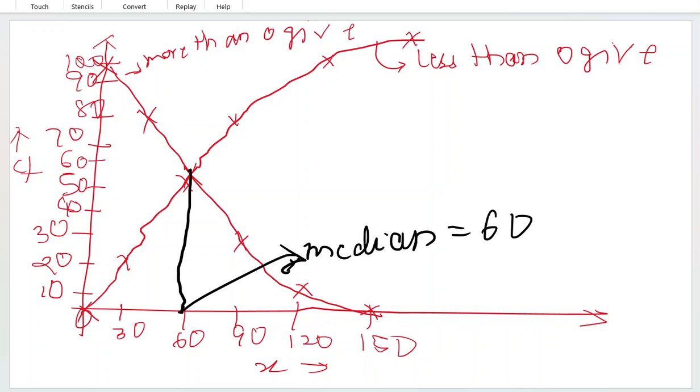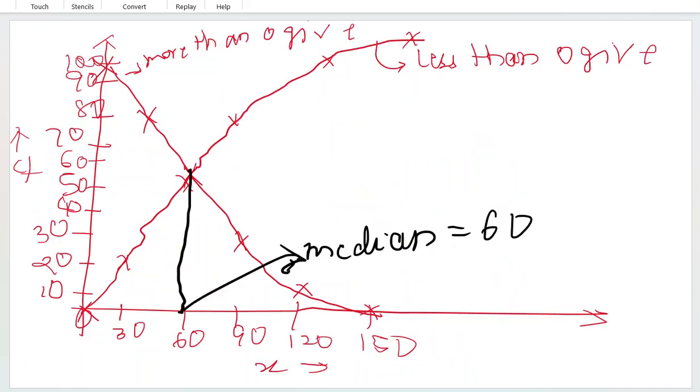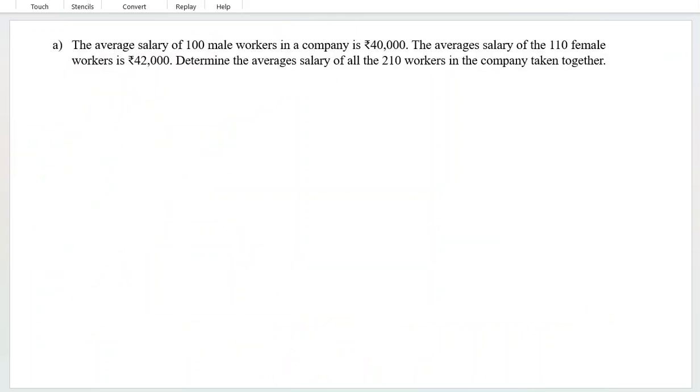This solves the problem. So we have to calculate cumulative frequencies of less than type and more than type, draw the ogive of less than type and more than type, and therefore find the median. Now we solve the next problem. The average salary of 100 male workers in our company is 40,000, and the average salary of 110 female workers is 42,000. Determine the average salary of 210 workers taken together in the company.